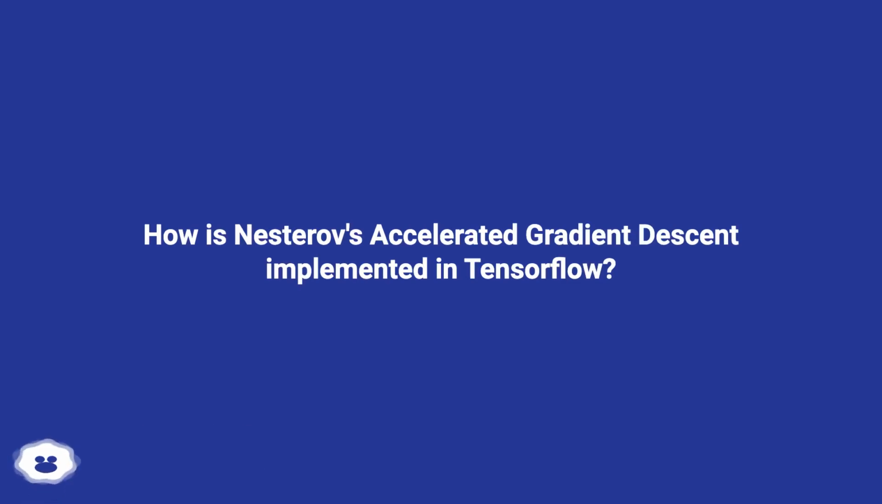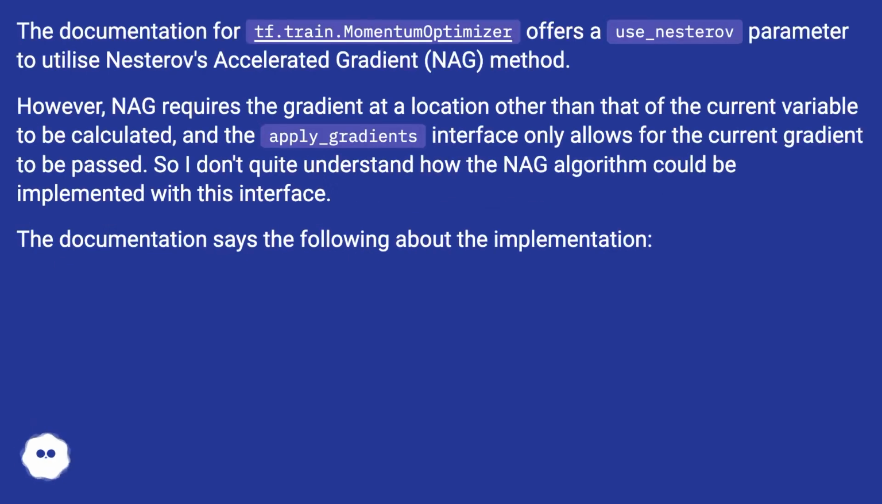How is Nesterov's accelerated gradient descent implemented in TensorFlow? The documentation for tf.train.MomentumOptimizer offers a use_nesterov parameter to utilize Nesterov's accelerated gradient (NAG) method. However, NAG requires the gradient at a location other than that of the current variable to be calculated, and the apply_gradients interface only allows for the current gradient to be passed. So I don't quite understand how the NAG algorithm could be implemented with this interface.